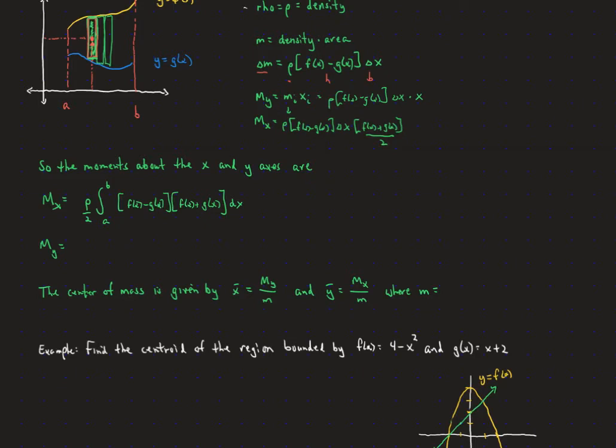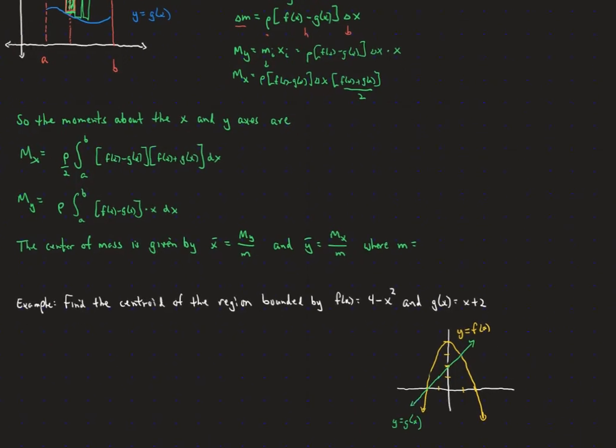Our moment about the y-axis is going to have that rho. It's the integral from a to b. It's also going to have that area part of it, f of x minus g of x times dx, but then it's going to have that x, because that's the distance from the y-axis out to there.